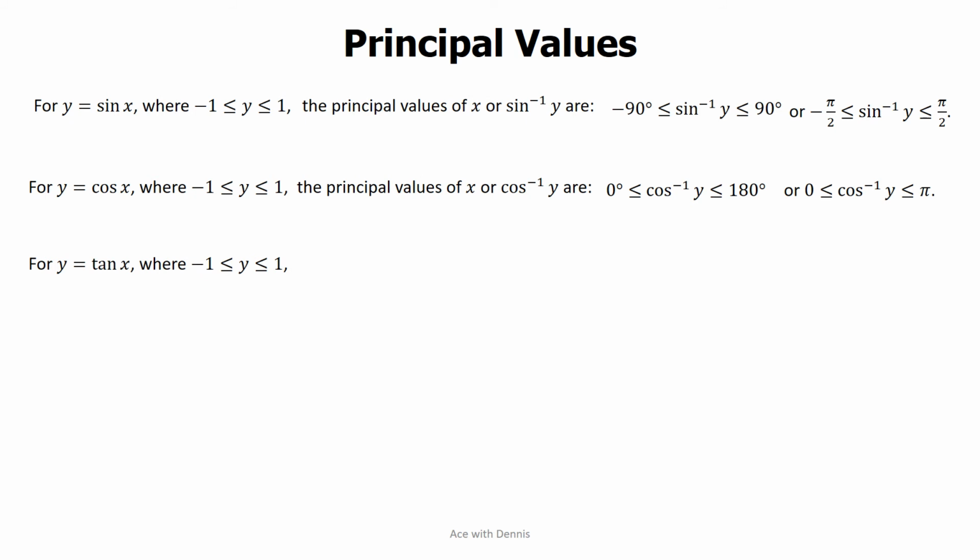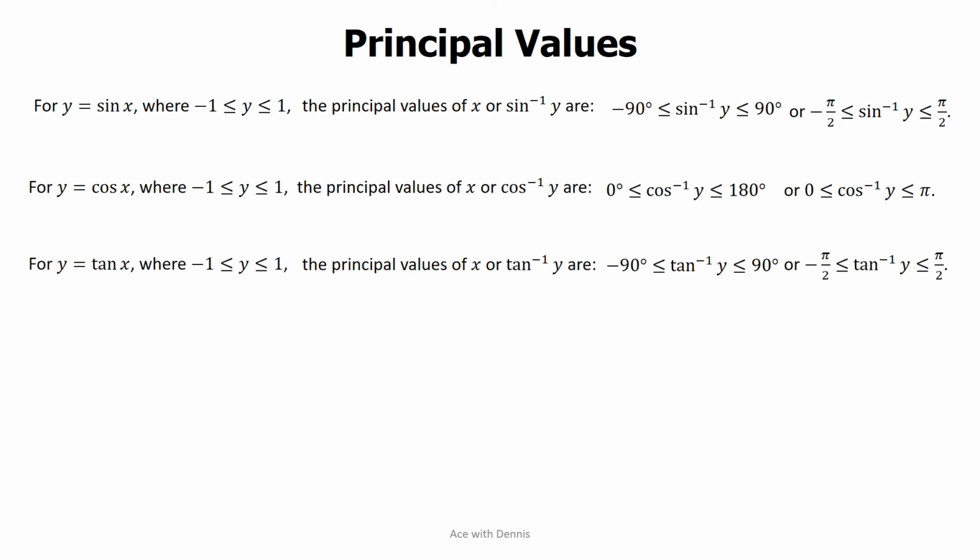For the equation y equals tangent x, the principal values of x, or inverse tangent y, will range from -90 to 90 degrees, or in radians, from -pi/2 to pi/2.